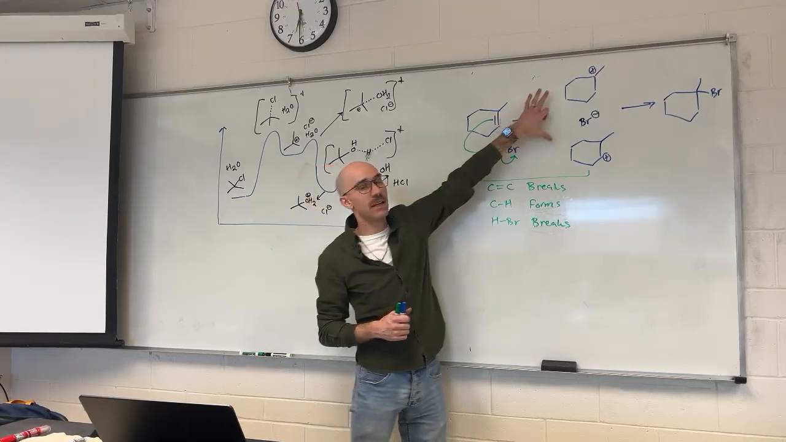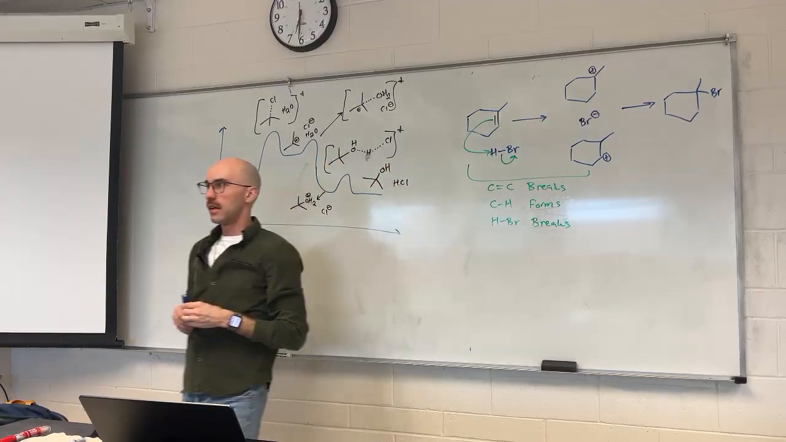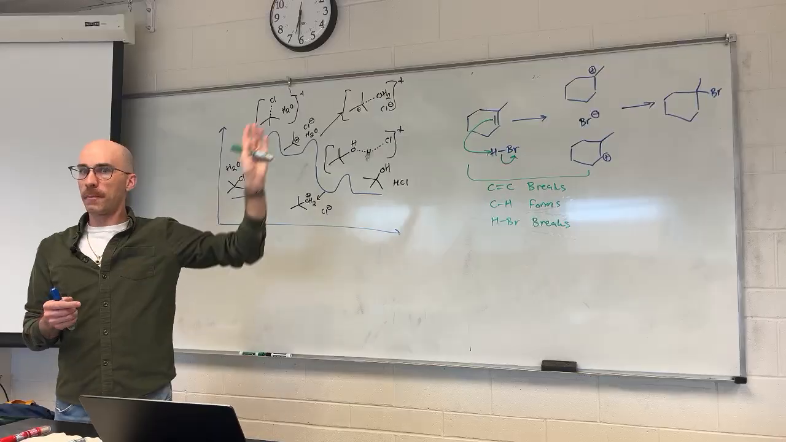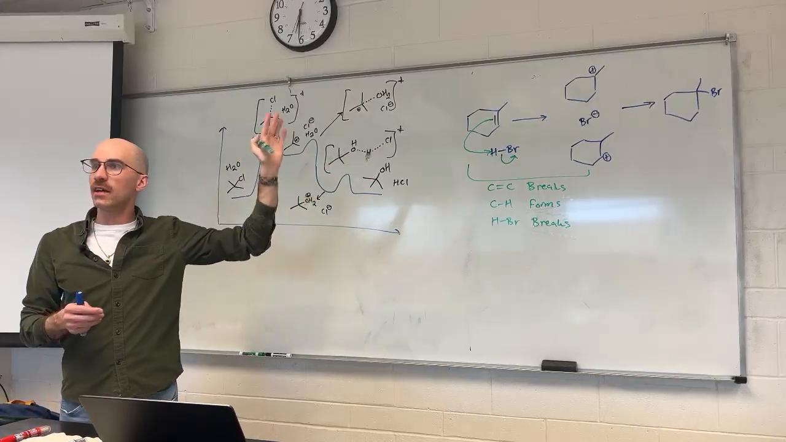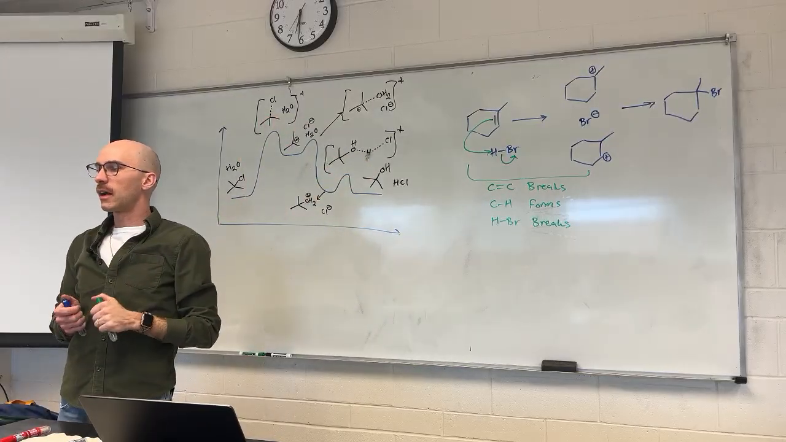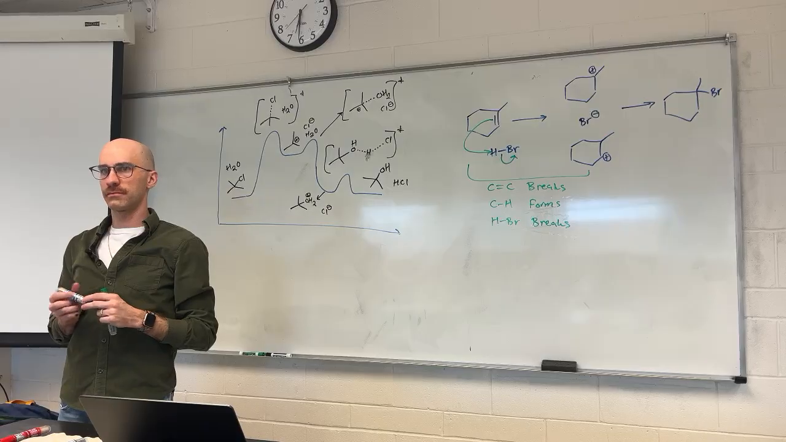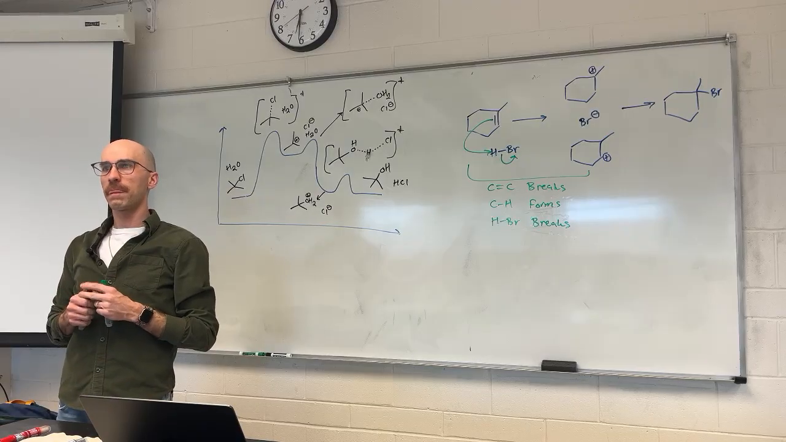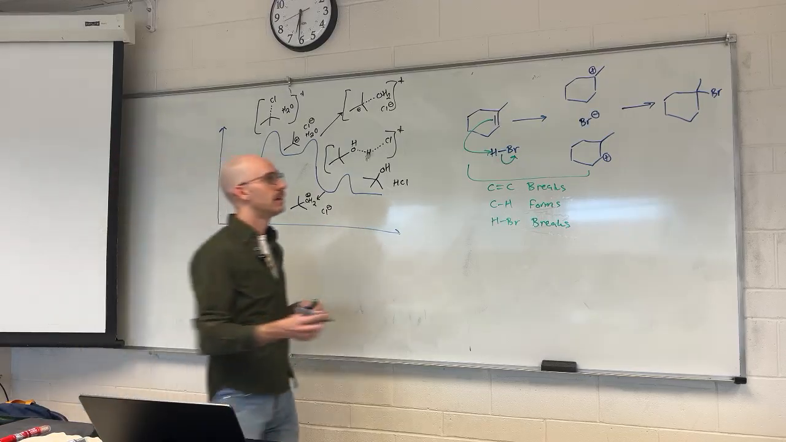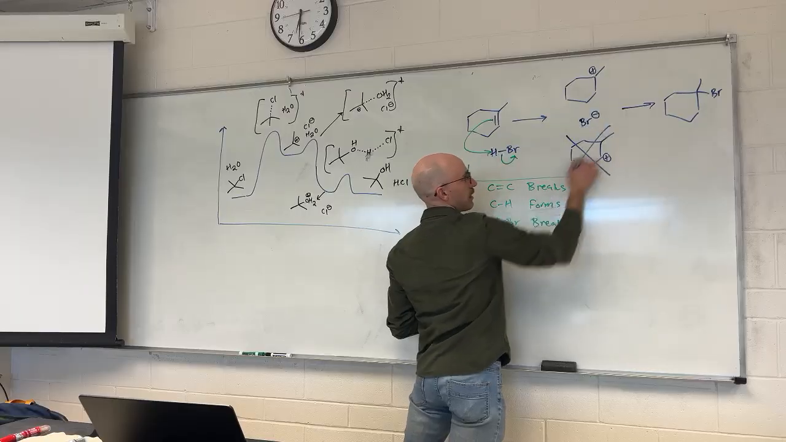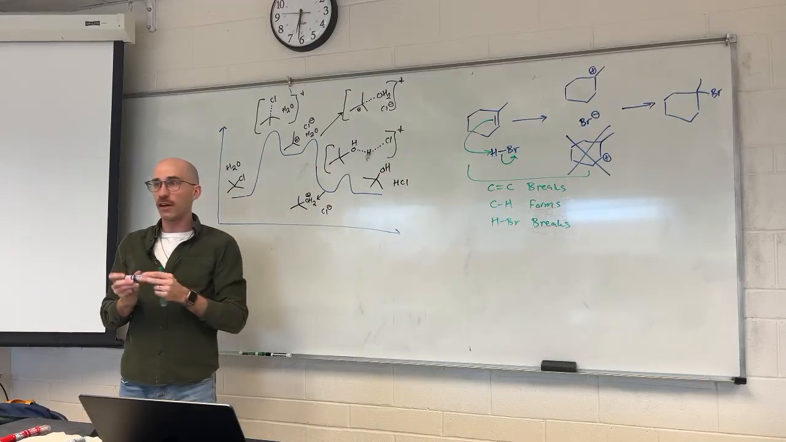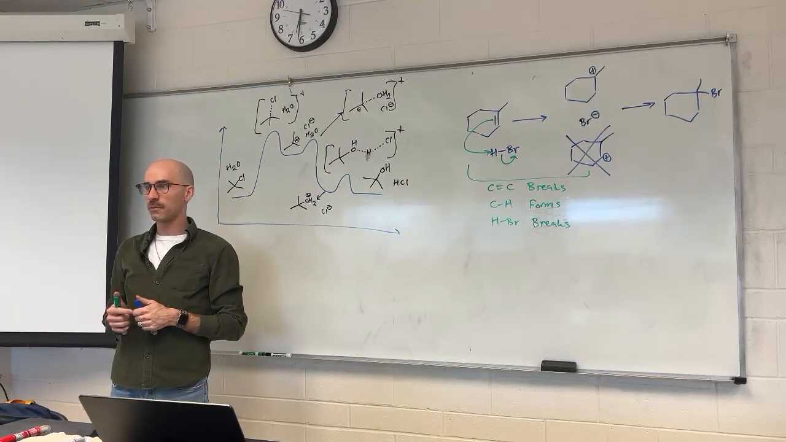Now, we have these 2 possibilities of an intermediate that could form, but based on the final product we see, which intermediate actually forms? The top intermediate. So we're going to ignore this bottom intermediate because based on our final product, it doesn't actually form.